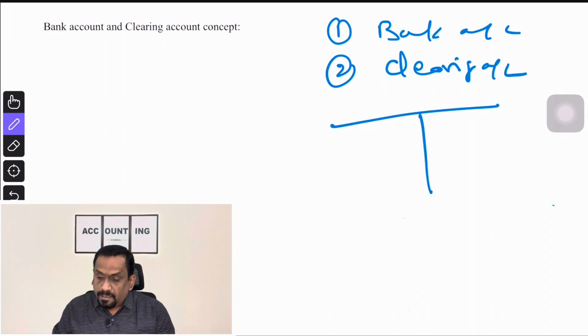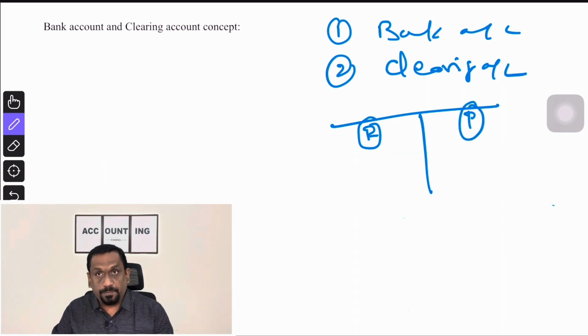In every bank account, as I said previously, you start recording receipts on the debit side, and you start recording payments on the credit side. That is how you prepare your bank account, right?